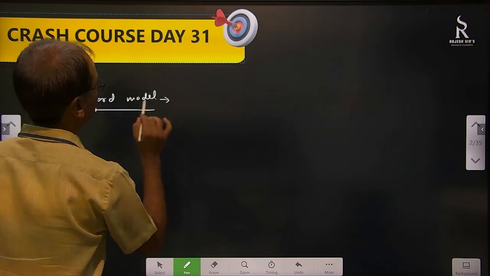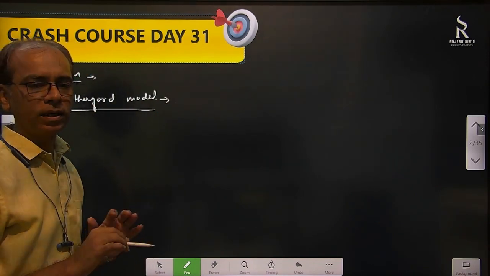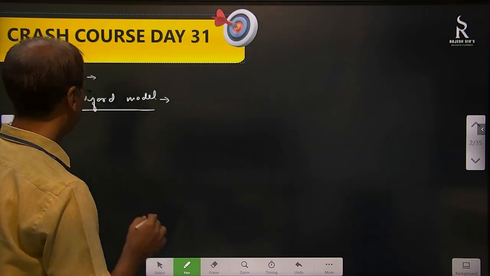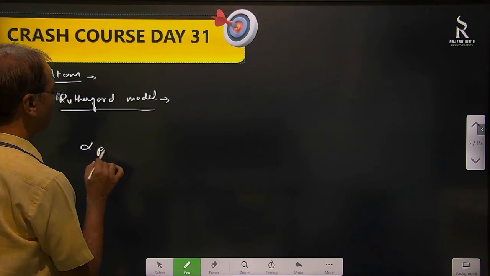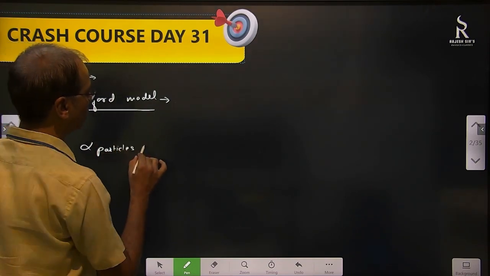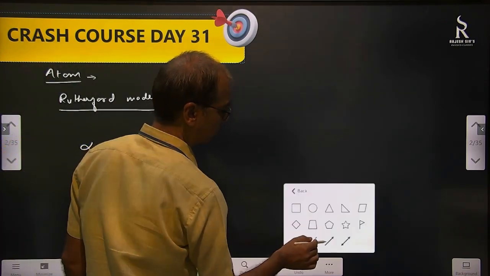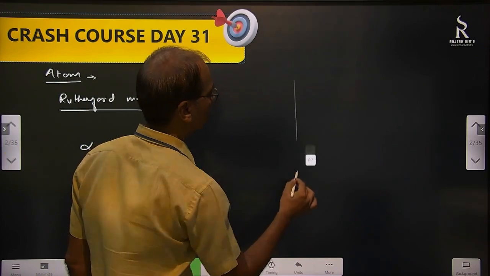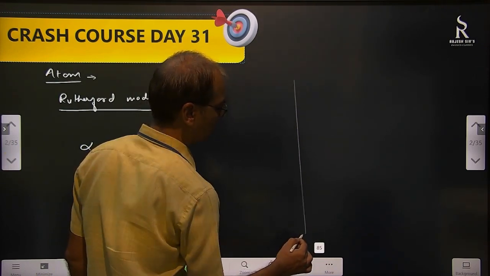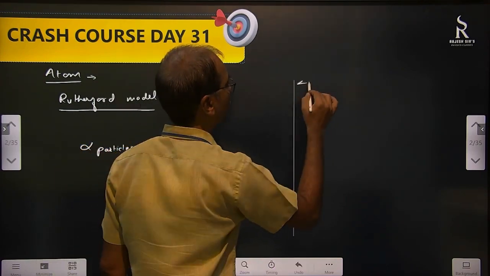To discover what an atom is, what he did is he bombarded atoms with alpha particles. Okay, we know that, right? So alpha particles are here, which he is going to bombard. And here, what he took? One gold plate, very thin gold plate.